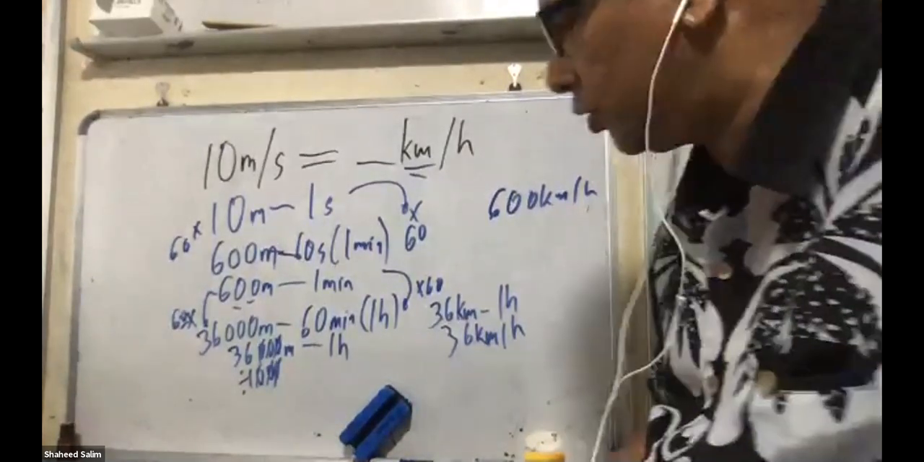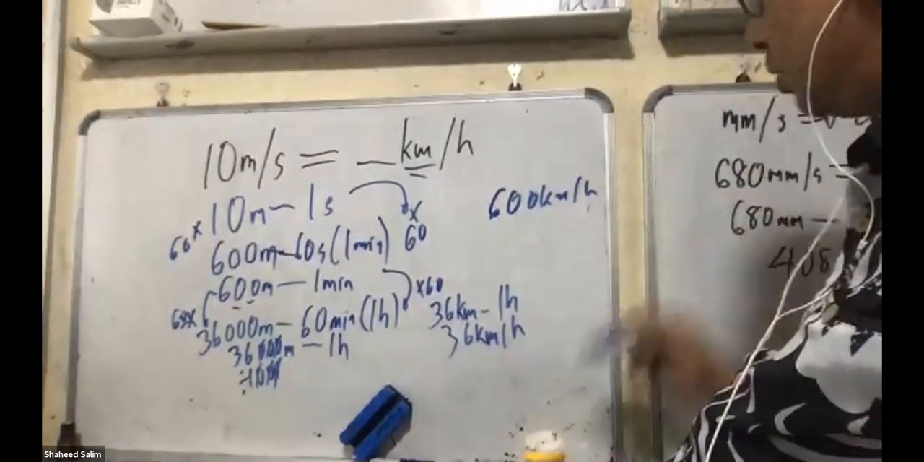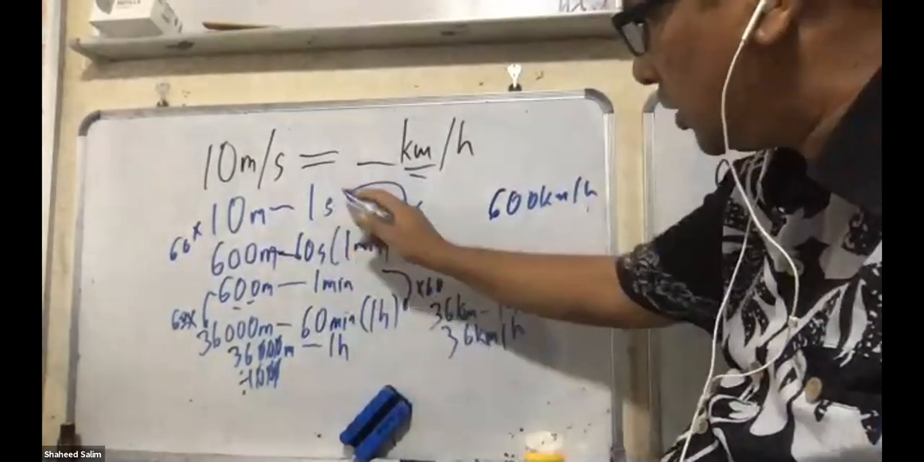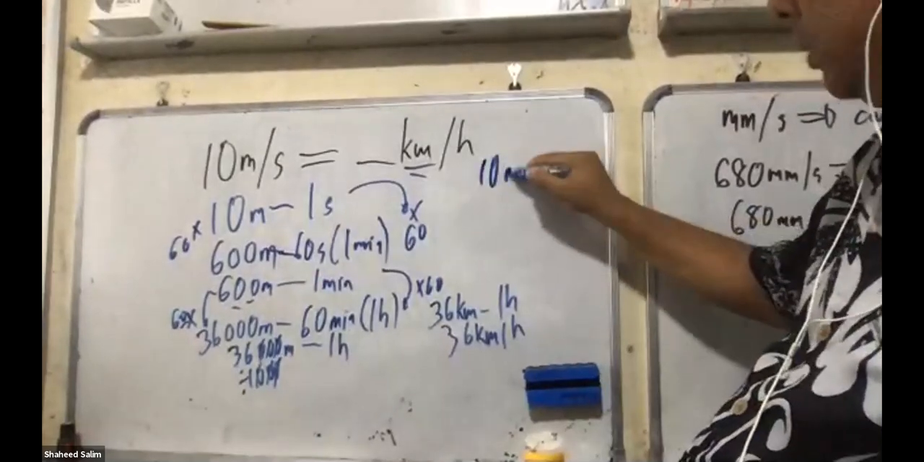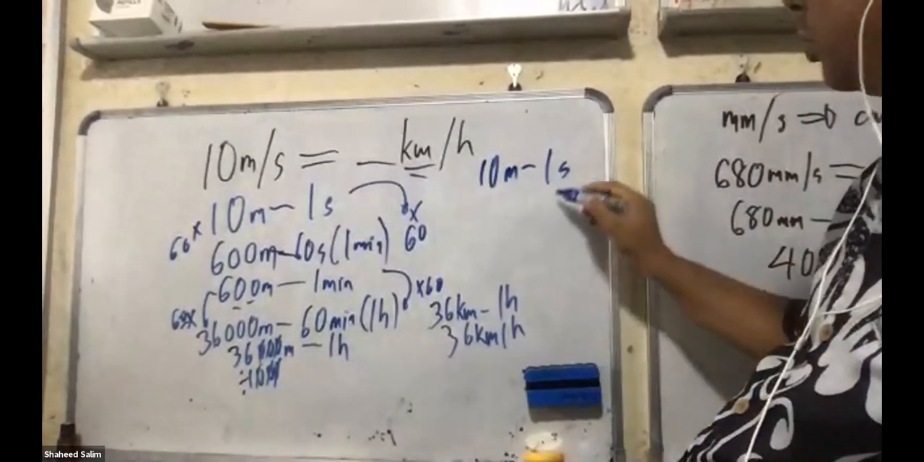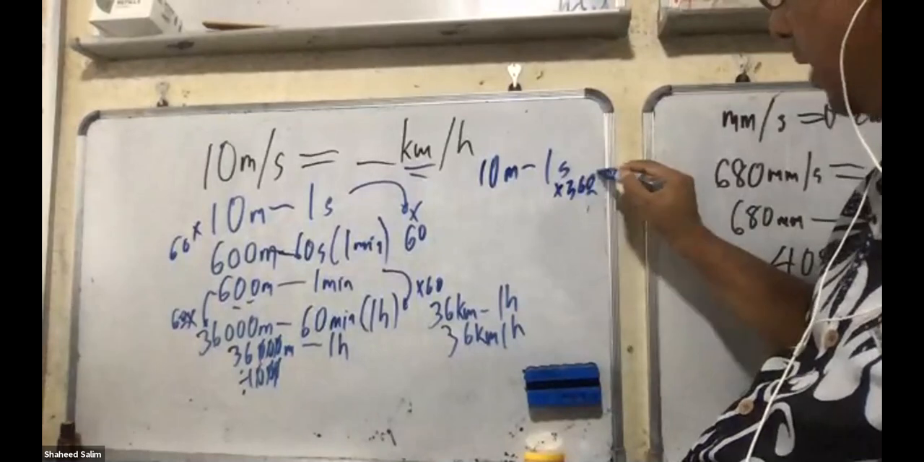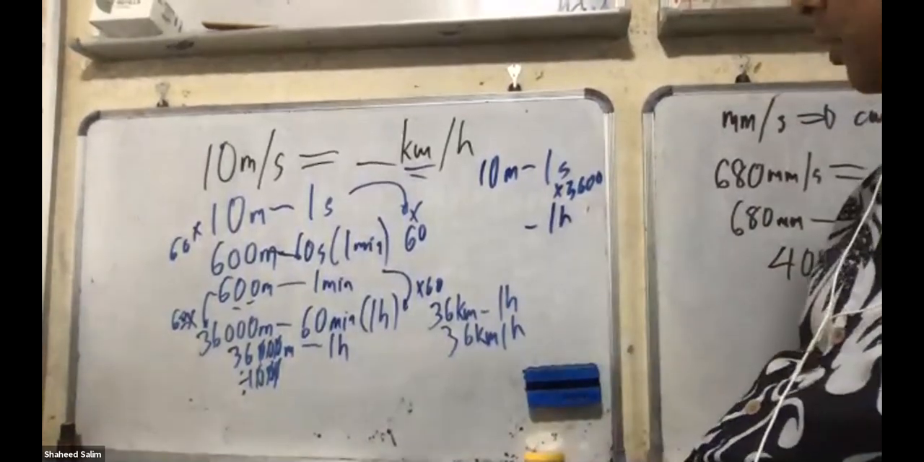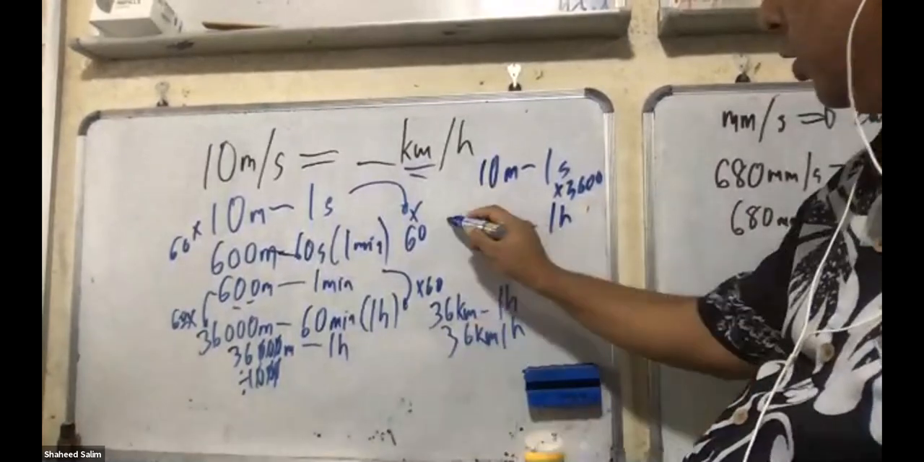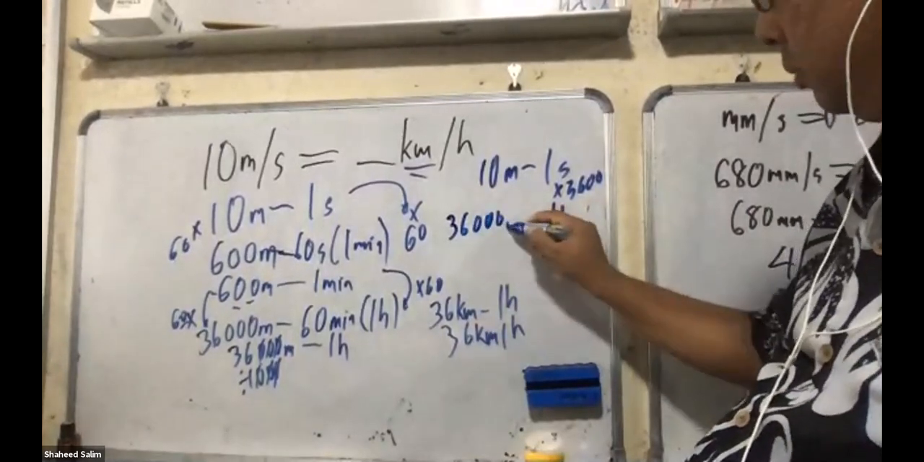The method maybe you learn in school, Edmund, is to times by 3,600. That's why you give me 3,000. So you want times by 3,600, no problem. Okay, so what to do down here? 10 meters per second times by 3,600, you get what? You get 1 hour. So you times by 3,600, you get 36,000 meters.